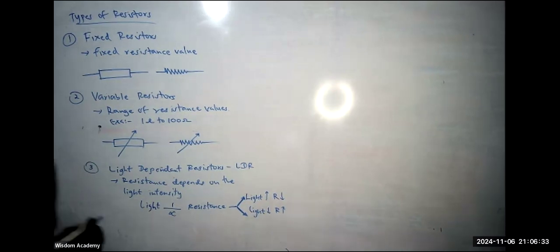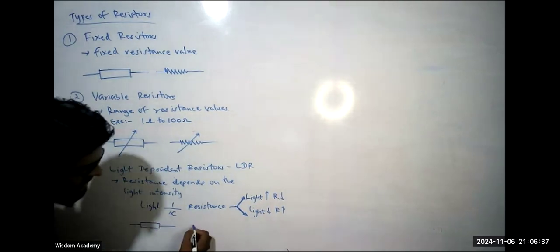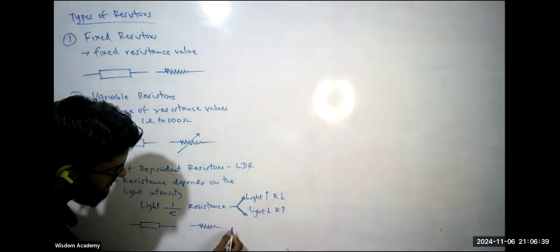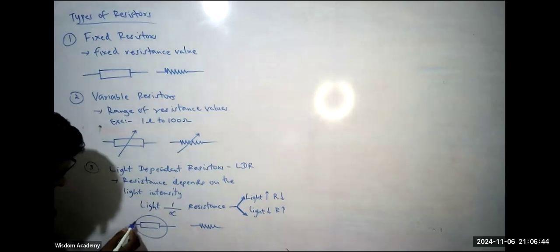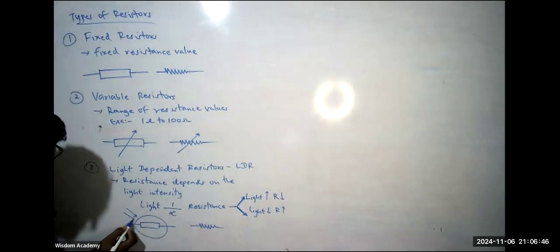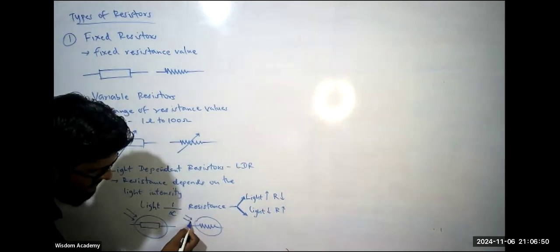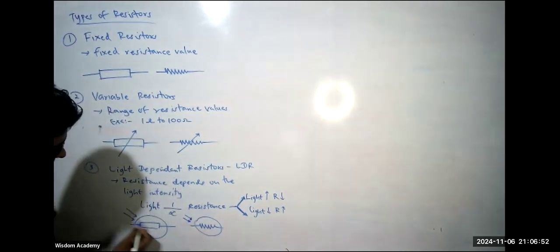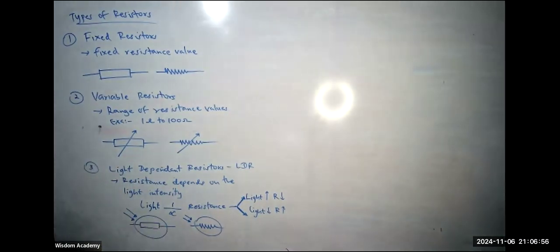What is the symbol we are giving for this? Same as I'm drawing, you can see. How is it going to change? Light dependent, depending on the light. We show it by two arrowheads like this. Two arrowheads we mark in this way to show that it depends on the light.